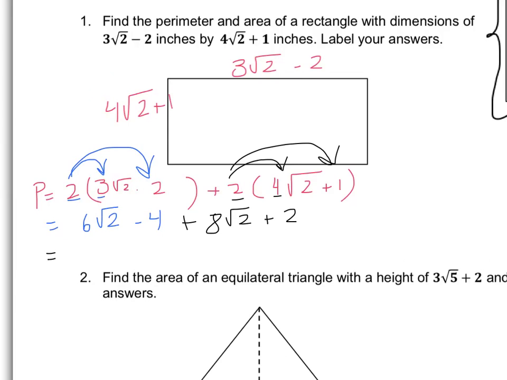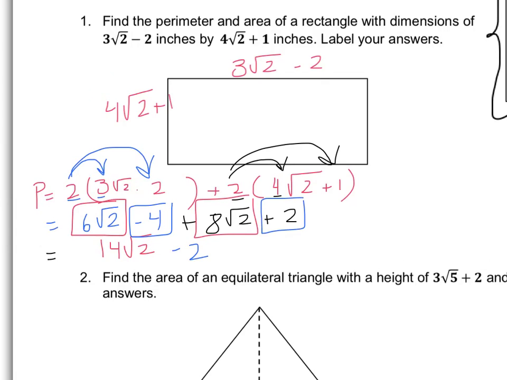Now if you can simplify, go ahead and simplify. 6 radical 2 and 8 radical 2 together would be 14 radical 2. And then negative 4 and plus 2 together would be negative 2. In this case, the perimeter of this rectangle would be 14 radical 2 minus 2.